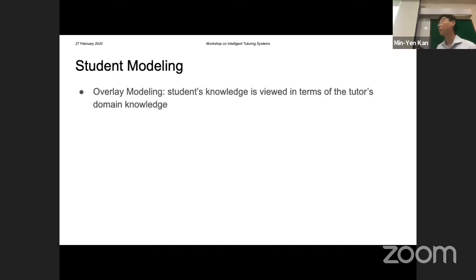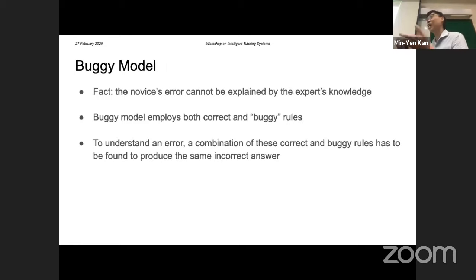So how do you model the student? Just now I explained the overlay model. You have a map, the overlay of the map. So the curriculum map, all the notes, so the student's model will be an overlay of the domain knowledge. And then a buggy model would be the map itself, but also correct and incorrect rules or concepts. So diagnosis means to figure out a combination of these correct and buggy rules that can mimic the student's answers.